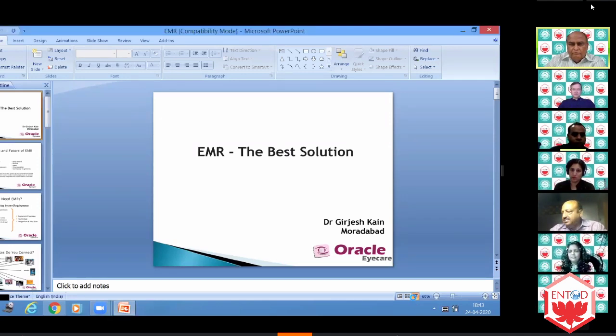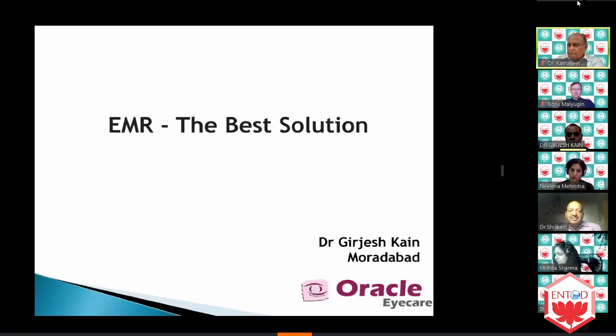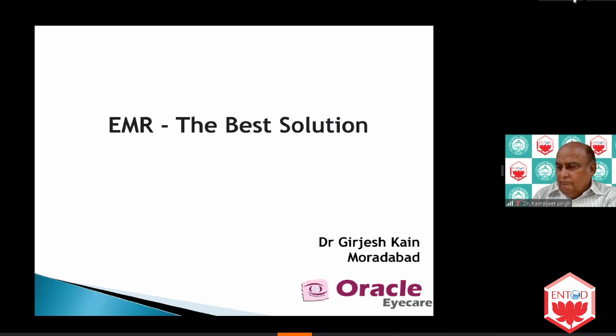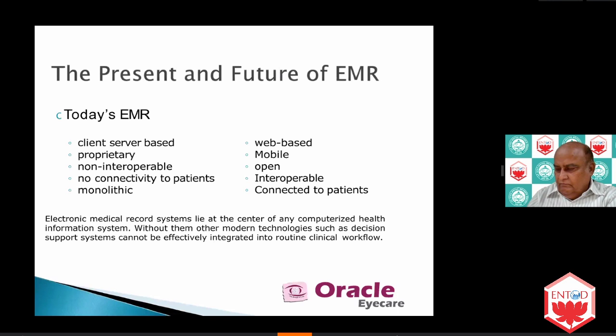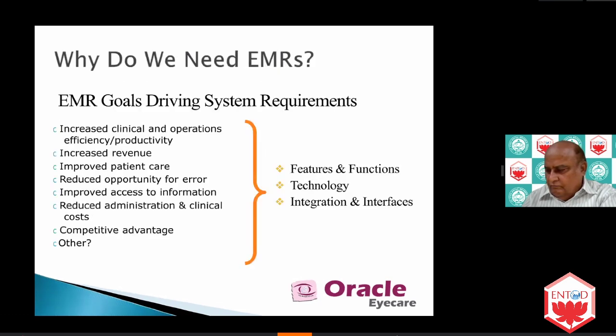Okay. I have searched a lot of EMR software. Now I have chosen the Healthgraph software for myself. So basically the EMR for the best solution, the present and future EMR. Now the future EMRs are web-based, mobile, open, interoperable, connected to the patient. It is easily available. Why do we need EMR software? For today's practice, we need to increase clinical and operational efficiency and productivity, increase revenue, improve patient care, reduce opportunity for error, improve access to information, reduce administration and clinical cost, competitive advantage, and others.